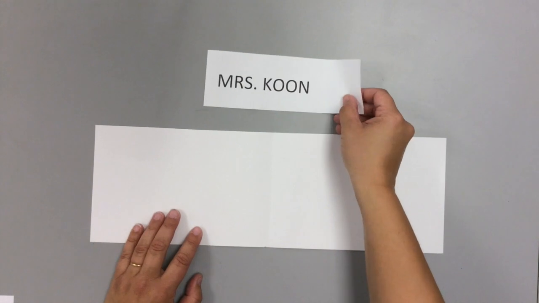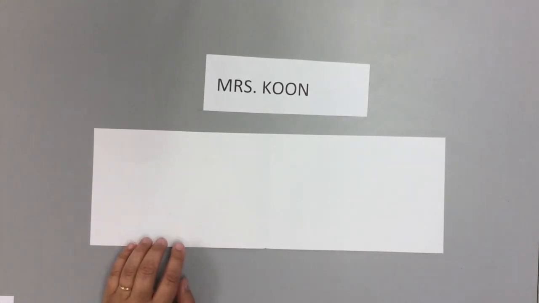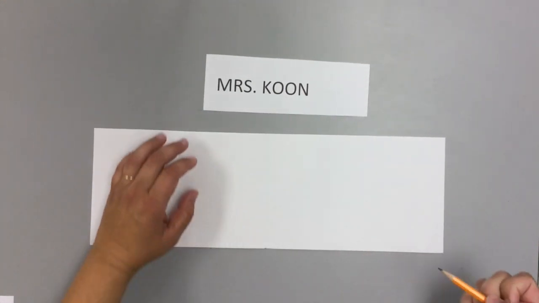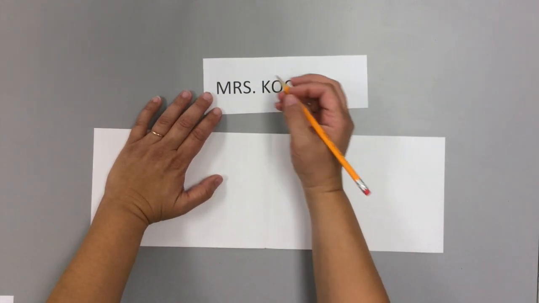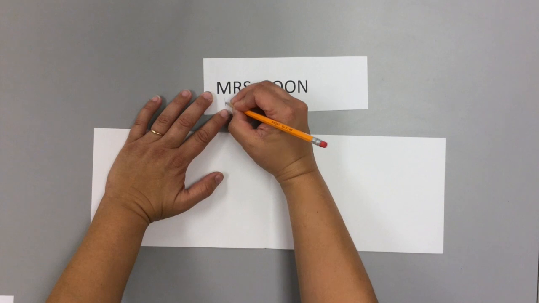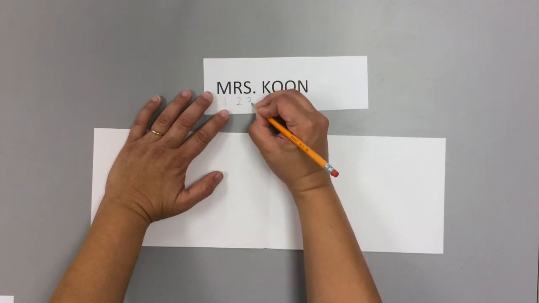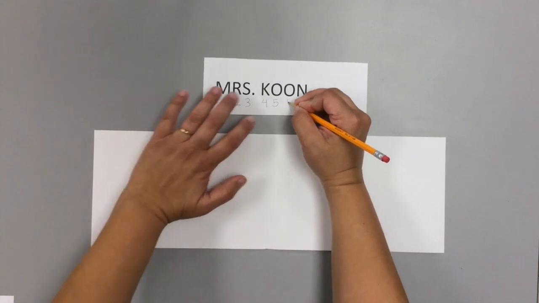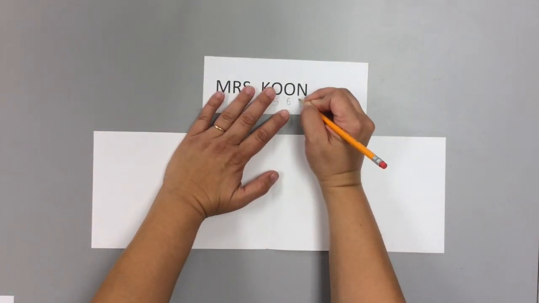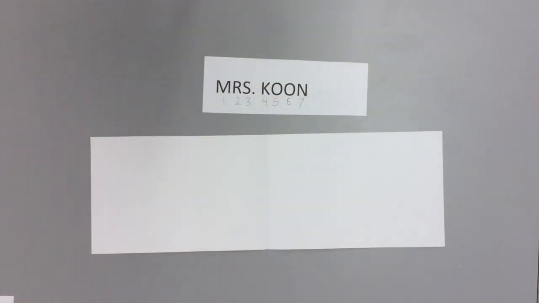Now I'm going to give you a piece of paper with your name written in all capital letters. When I give you this piece of paper, I want you to count how many letters are in your name. My name has 1, 2, 3, 4, 5, 6, 7. 7 letters are in my name.